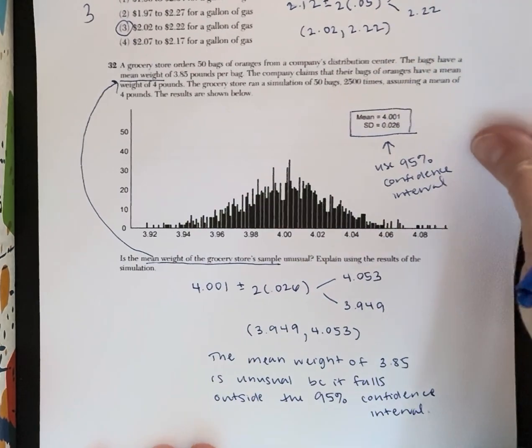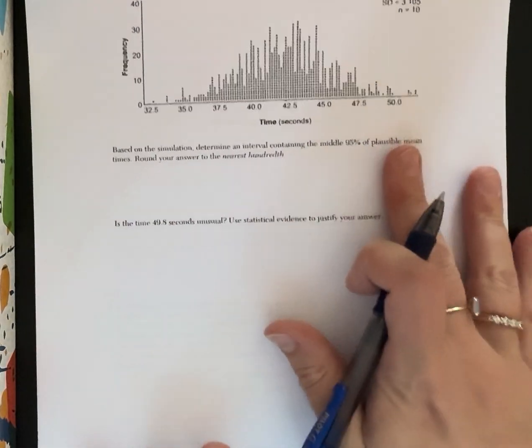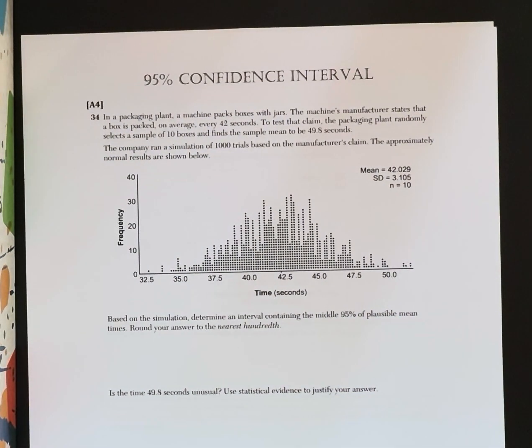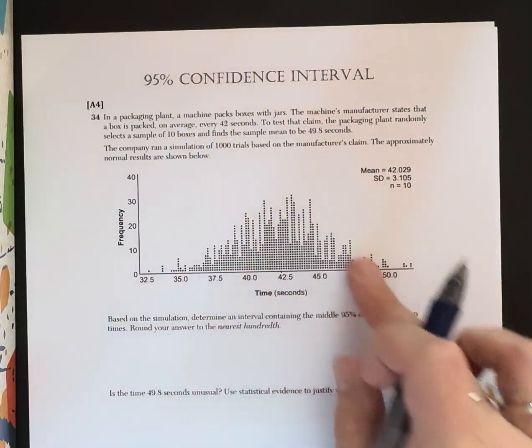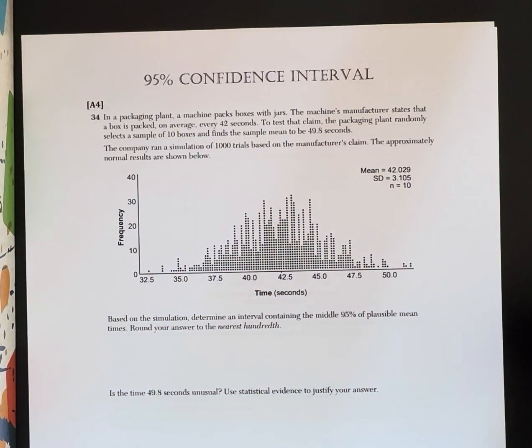All right, let's try another one. In a packaging plant, a machine packs boxes with jars. The machine's manufacturer states that a box is packed on average every 42 seconds. To test that claim, the packaging plant randomly selects a sample of 10 boxes and finds the sample mean to be 49.8 seconds. The company ran a simulation of 1,000 trials based on the manufacturer's claim. The approximately normal results are shown below. So you have this simulation. There's 1,000 dots, since there were 1,000 trials.